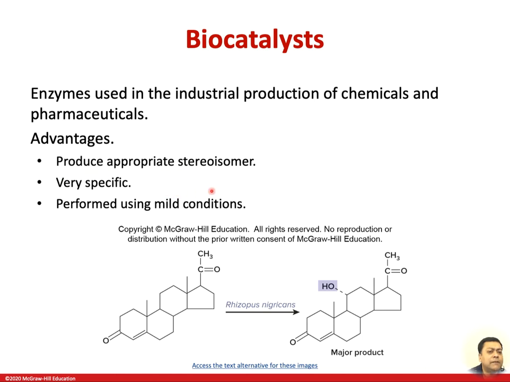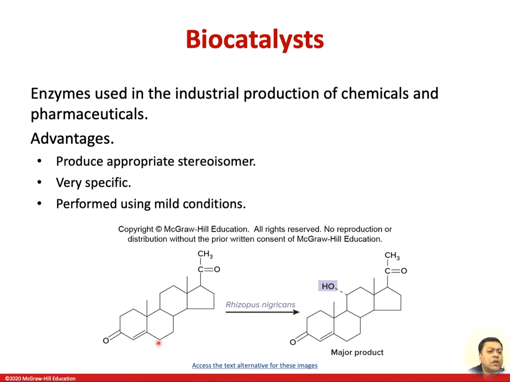They are very specific, and also you can use mild conditions to produce the products that you want, compared to the harsh chemical reactions that you would otherwise have to use. So here is a process; let's see what is being shown. This Rhizopus nigricans is producing a product. Let's take a look at what is actually being done.